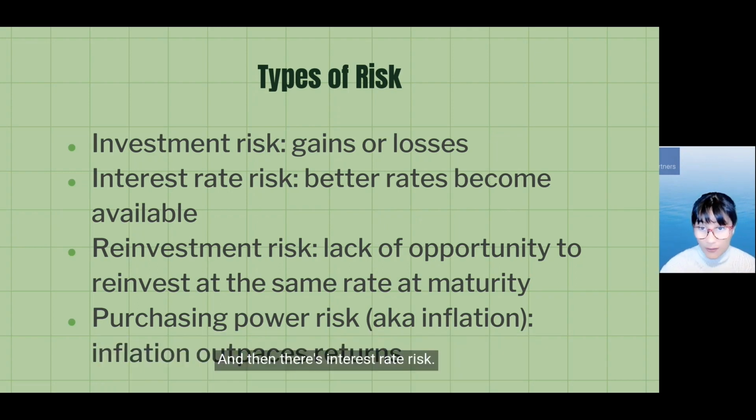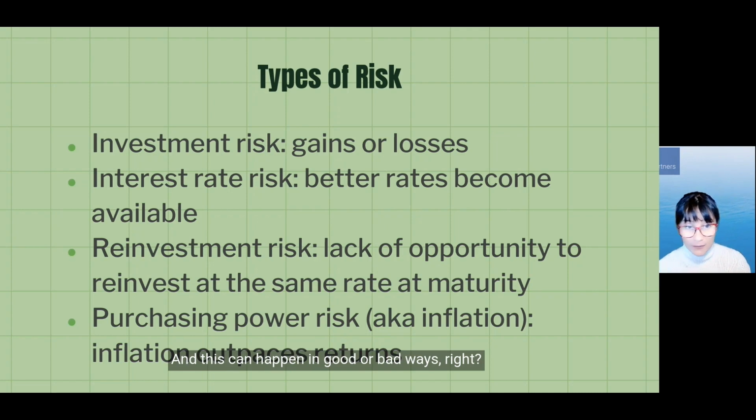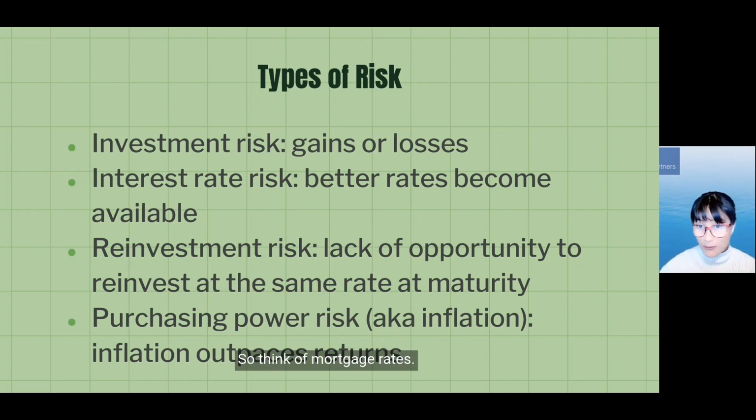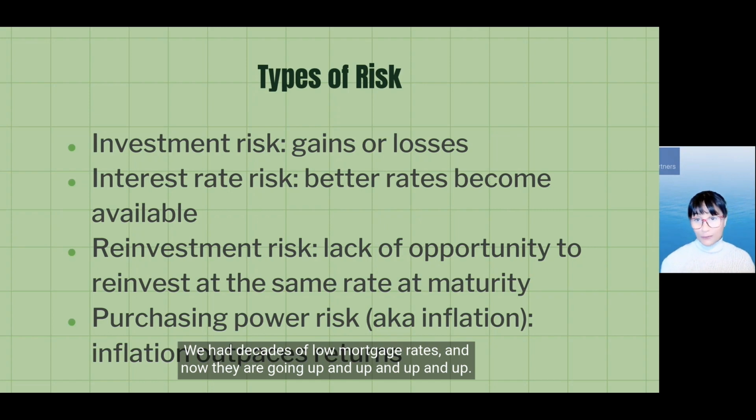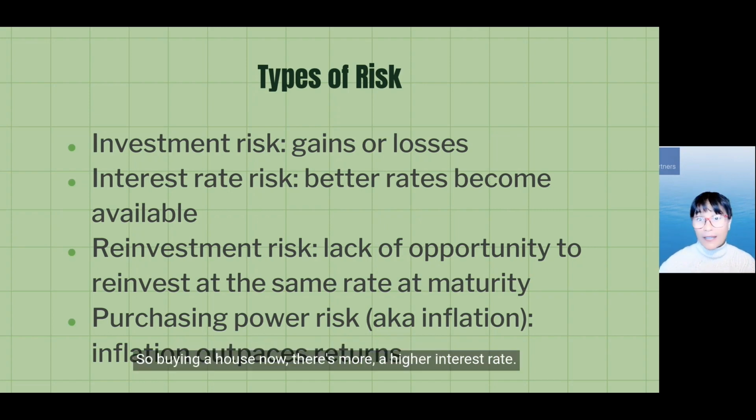And then there's interest rate risk. So, what if better rates become available? And this can happen in good or bad ways, right? So, think of mortgage rates. We had decades of low mortgage rates, and now they are going up and up and up and up. So, buying a house now, there's a higher interest rate. You can't get as low of a mortgage anymore.